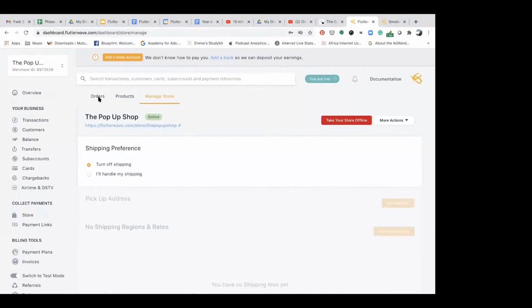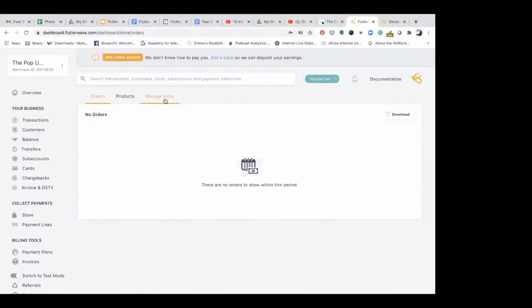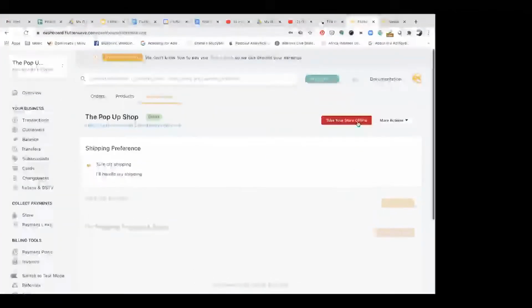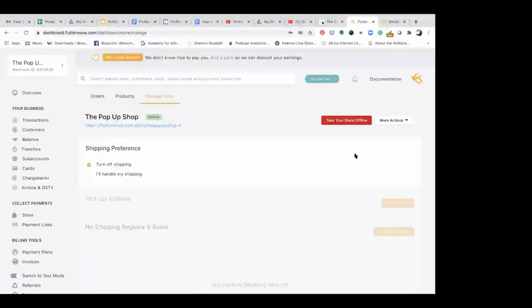When you create a store, this is what your dashboard will look like. You will have your orders on one side, your products on one side, and then your manage store. If your store is online, you'll see the option to take it offline. And then here's the shipping preference that I talked about. So you can handle your own shipping or you can turn off your shipping.